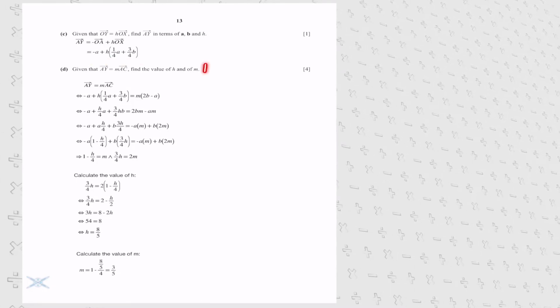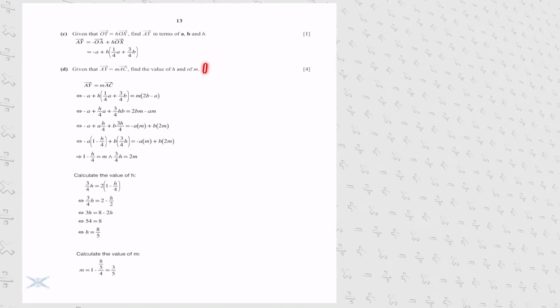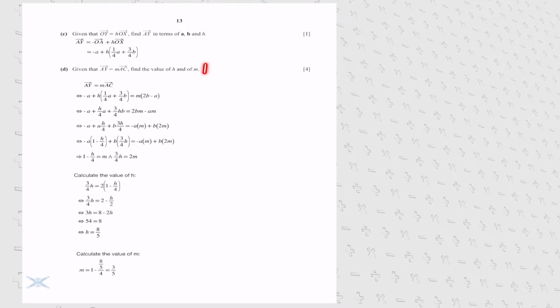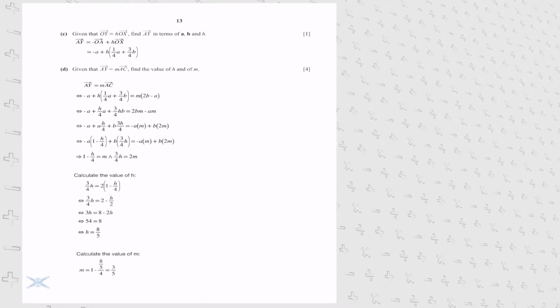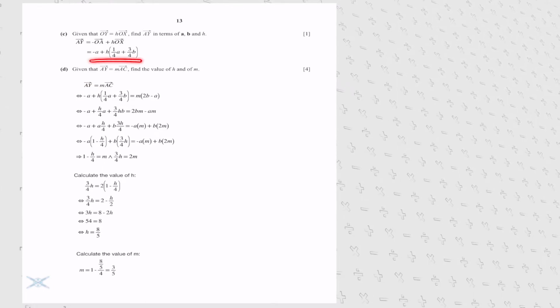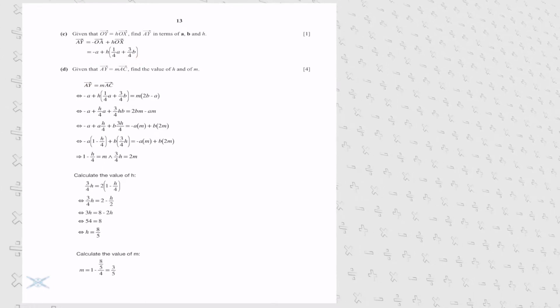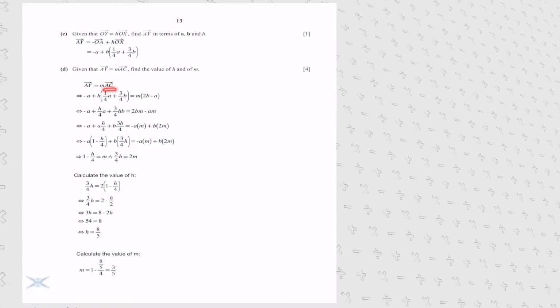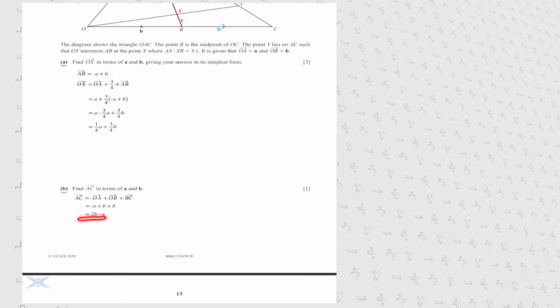Part D states that given that vector AY equals M multiplied by vector AC, we are supposed to find the value of H and M. So in the first step, we will simply represent the vector AY by our previously calculated result and try to find a way to represent vector AC in terms of A and B first, which we have previously done in exercise 9b.